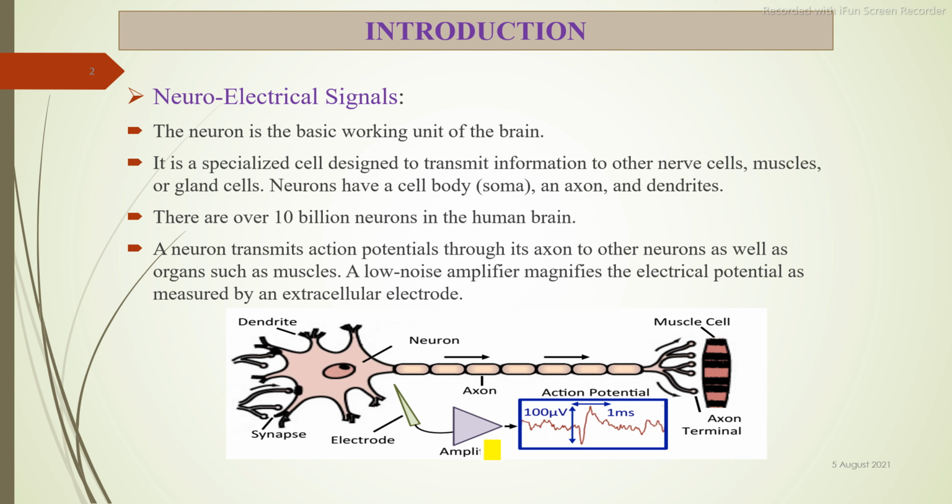We should almost eliminate the noise which is present, which can be due to blood flow in the body or due to other activities surrounding the area where we are trying to capture this signal. So here we need a low noise amplifier, which is mainly used to magnify these small signals of low amplitude and low frequency using an extracellular electrode. These electrodes are mainly used to capture the signals from the cortex or the scalp of a human brain. This is how the amplifier works.